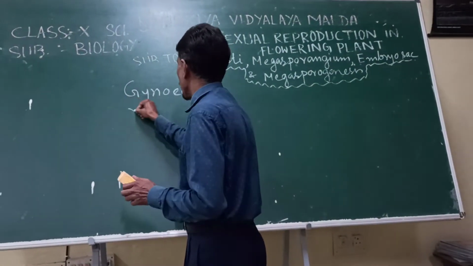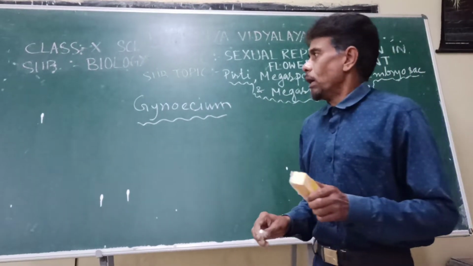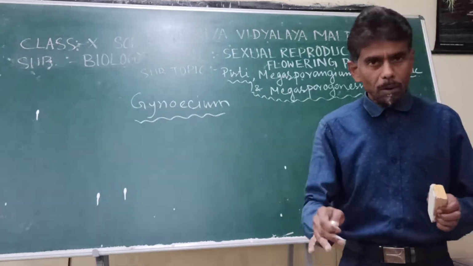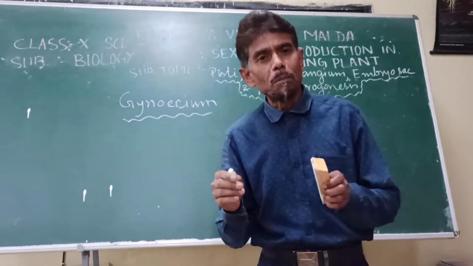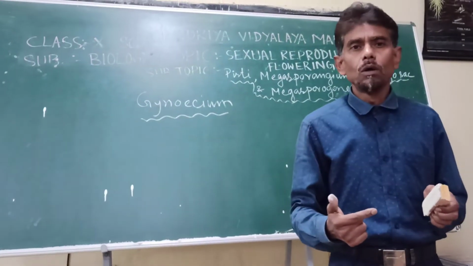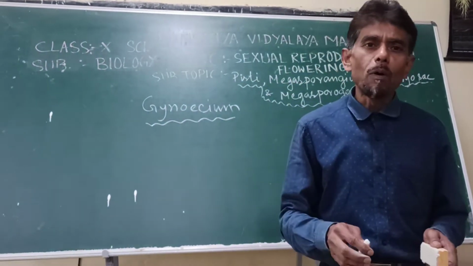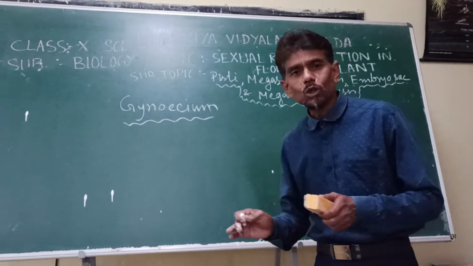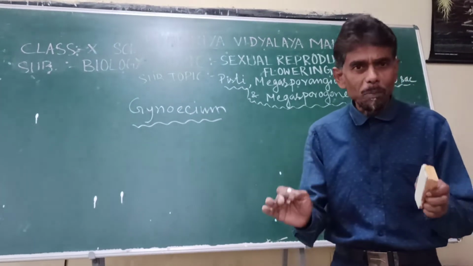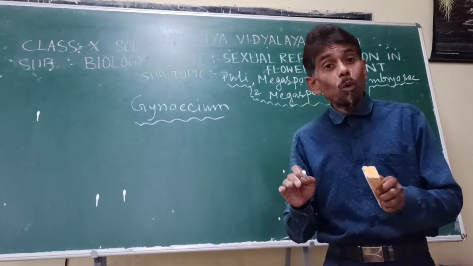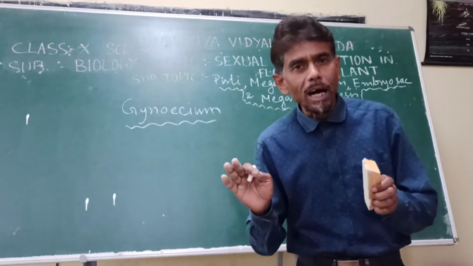Gynoecium, otherwise called the female reproductive part, is commonly called pistil or carpel. The female reproductive part of a flower, the gynoecium, can be made up of a single carpel or single pistil, or more than one pistil. If it is made up of a single pistil, it is called monocarpellary gynoecium. If it is more than one carpel, two to numerous carpels, it is called polycarpellary.